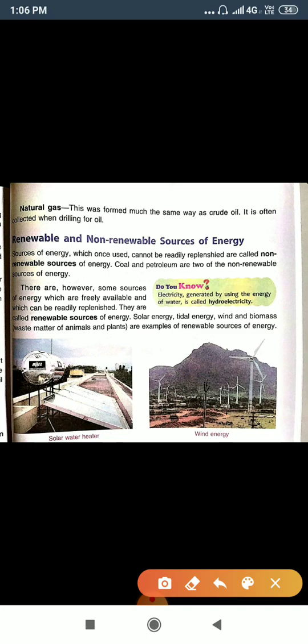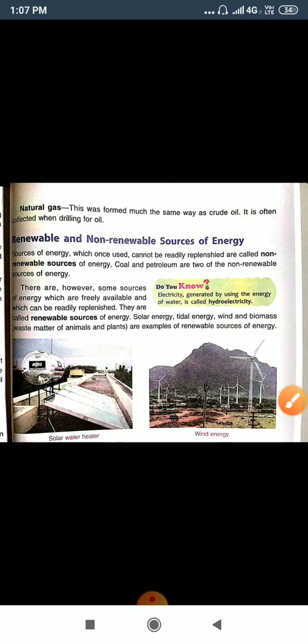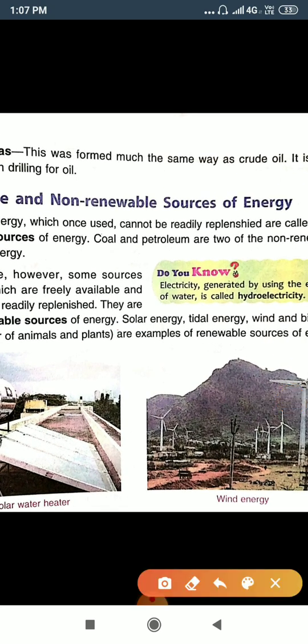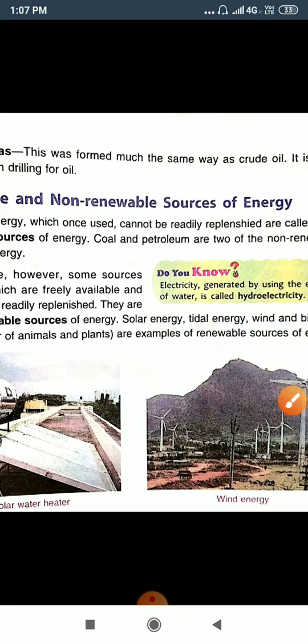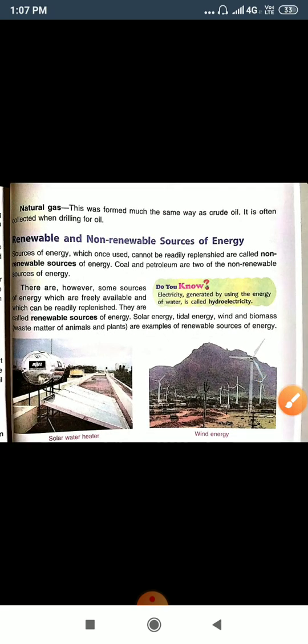What are the renewable sources? They are solar energy. You see here, solar energy, tidal energy, wind. These are the renewable sources. They will never finish. They will remain in nature. Okay.